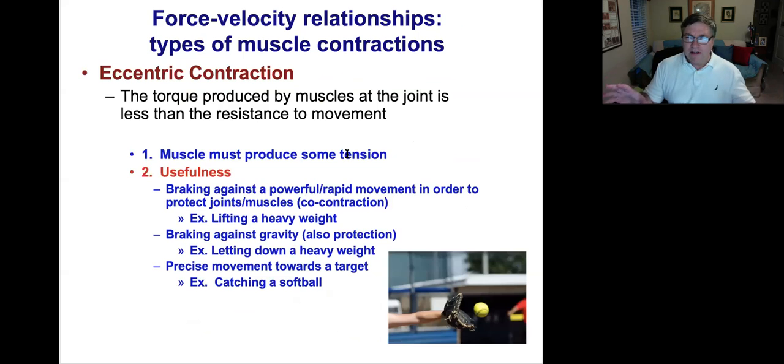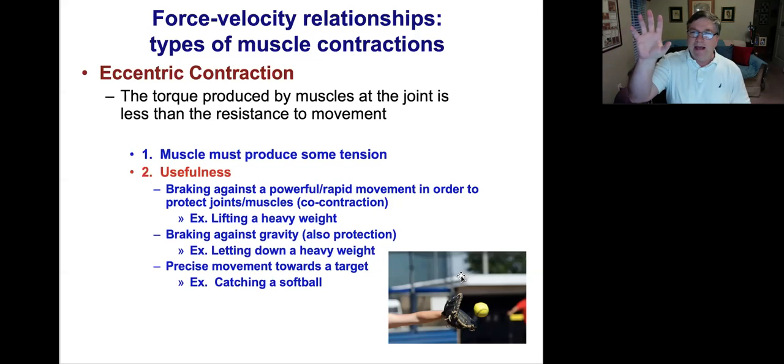With eccentric contractions, we can brake against a powerful movement, brake against gravity. So if we're doing an elbow flexion exercise, as we let that weight down, we're producing an eccentric contraction, which means it's lengthening. The maximal potential or force that can be produced with an eccentric contraction is actually greater than a concentric or an isometric contraction.